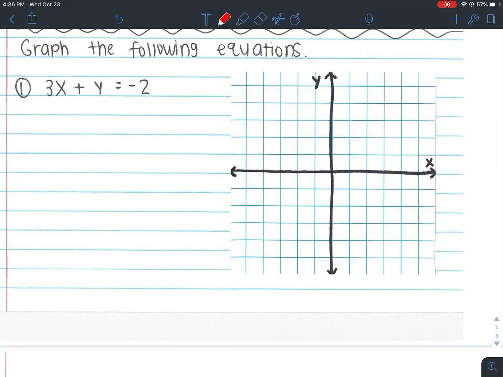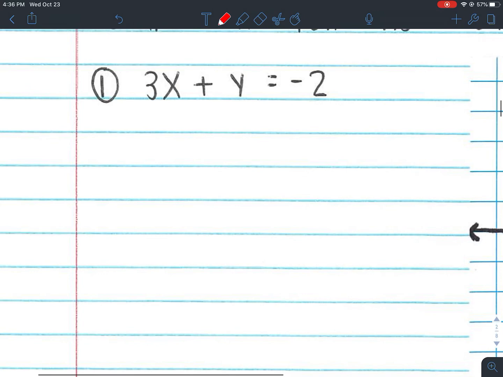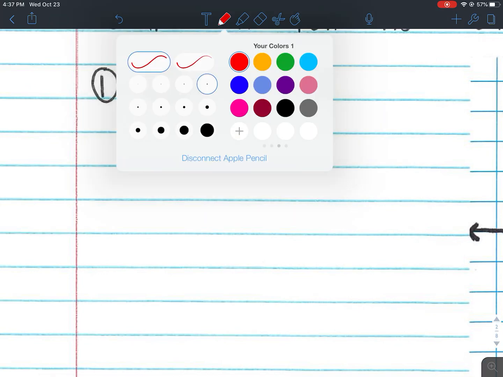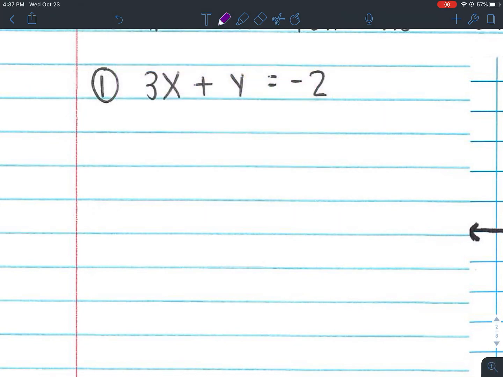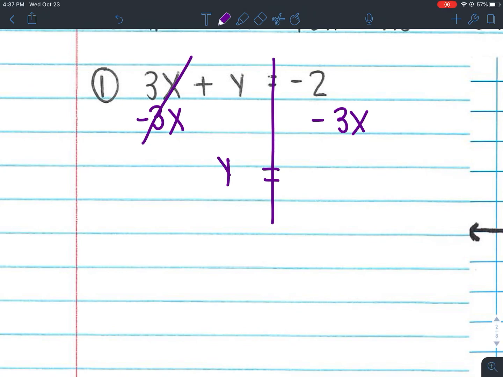Okay, so let's graph the following equations. The first equation that we have is 3x plus y equals negative 2. We need to get the y by itself because it's clearly not in slope-intercept form, right? It's not in y equals mx plus b form. So we're going to have to solve this like an equation. To move the 3x to the other side so we can have that y by itself, we need to subtract 3x on both sides.